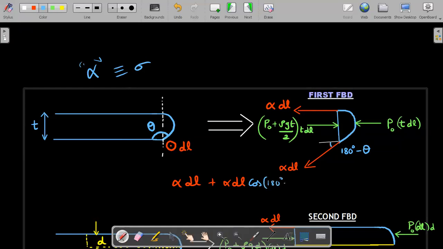figure. These are both leftward forces, and another leftward force is the atmospheric pressure force, which is P naught into TDL. All of this should be supporting the thrust force to the right, which is P naught plus rho gt divided by 2 into TDL. Okay, I think you can quickly cancel the P naught TDL term with this P naught part, and also after canceling this, you can cancel the DL throughout. Okay, so this is also done.